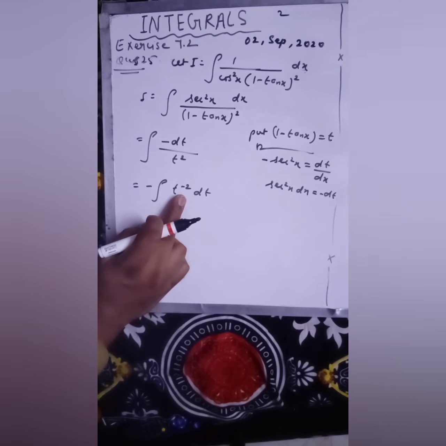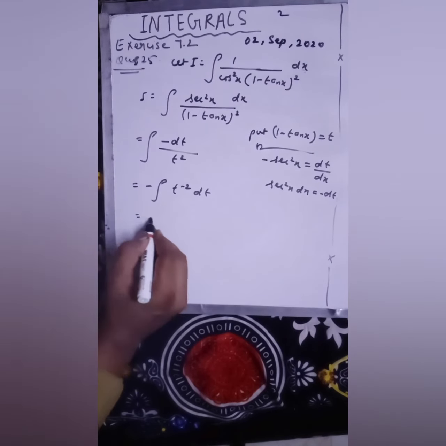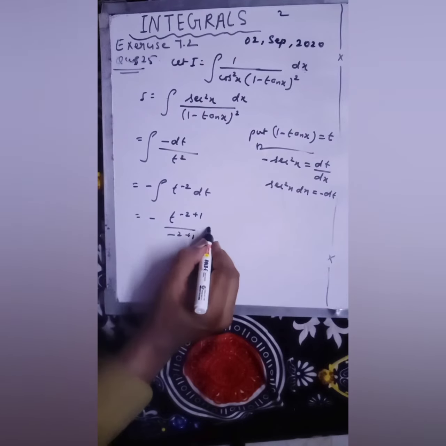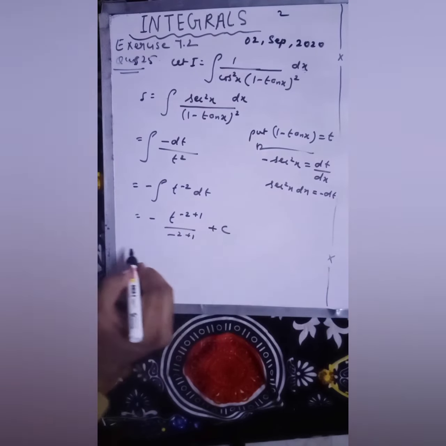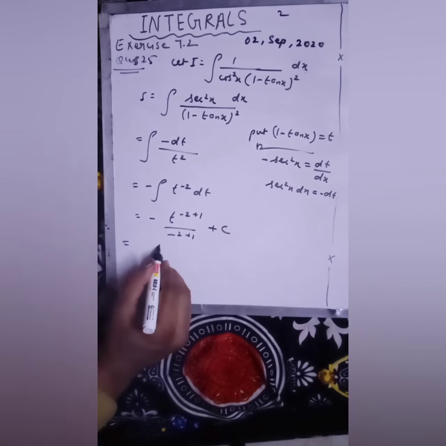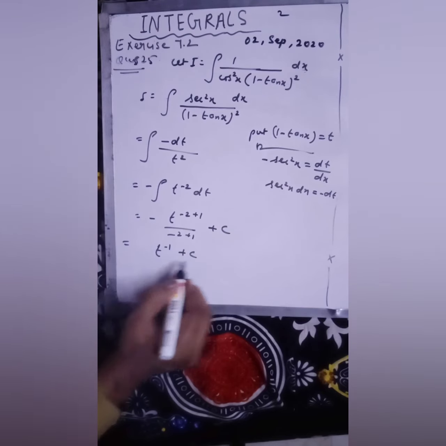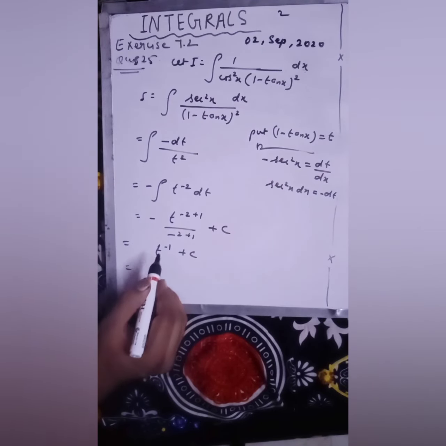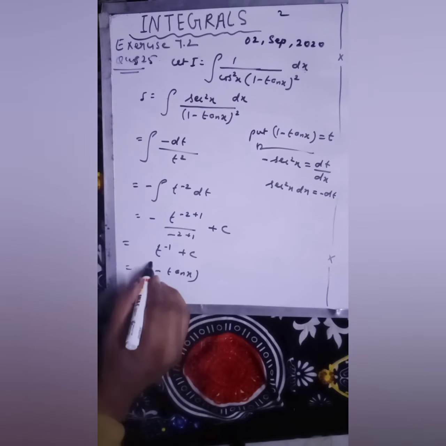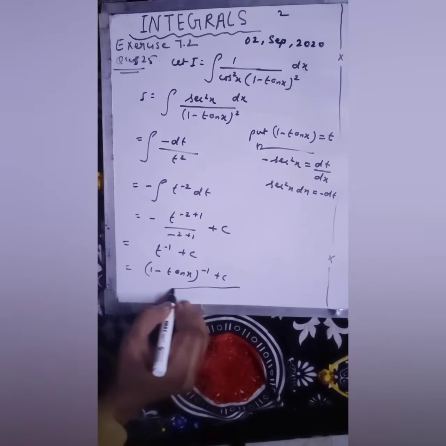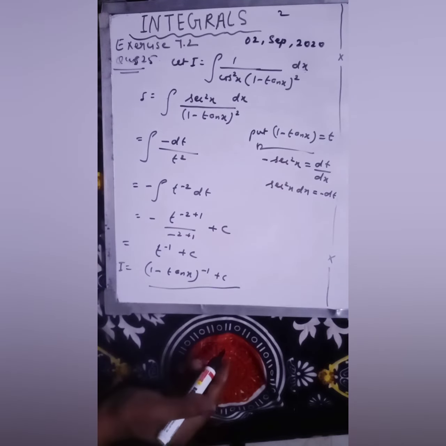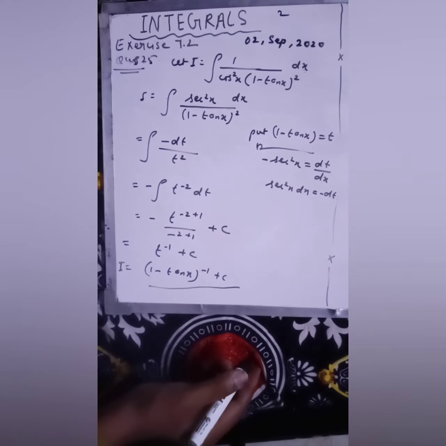Okay, I can write like this. Now see, this is minus 2, so you have to add 1 to the power and divide the whole by the new power. Here you will get minus 1, so it will make it positive. So simply you have to write t raised to the power minus 1 plus c. That means your t is 1 minus tan x, raised to the power minus 1 plus c. So this is the required integral of question number 25.